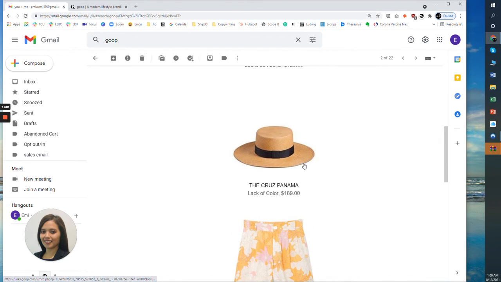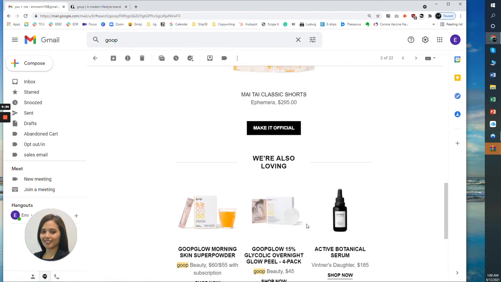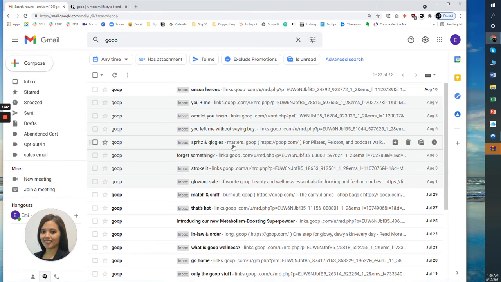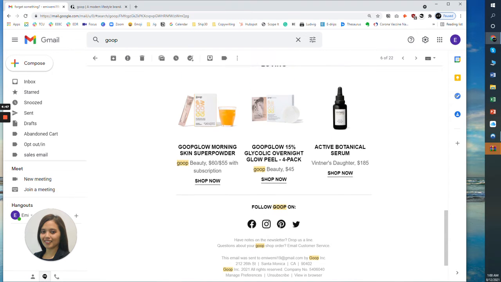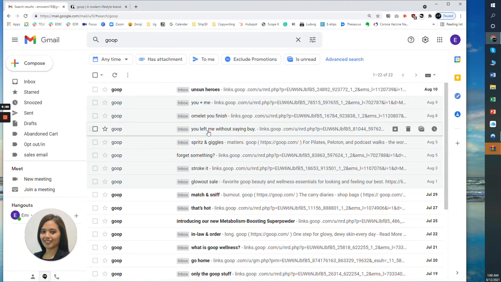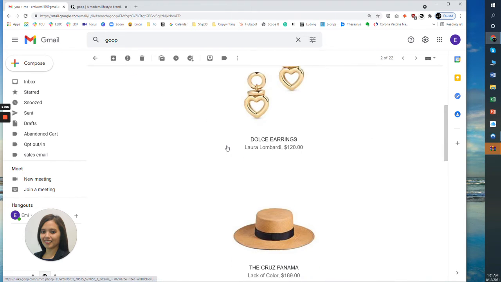But again, it's just completely the same. I think even the recommended products are the same. Let me check again. Forget something. It's the serum, Goop Glow Morning, and Goop Glow, 15% off. So the purpose of having not just one abandoned cart email is you have other opportunities to convince your buyer to complete the checkout process.